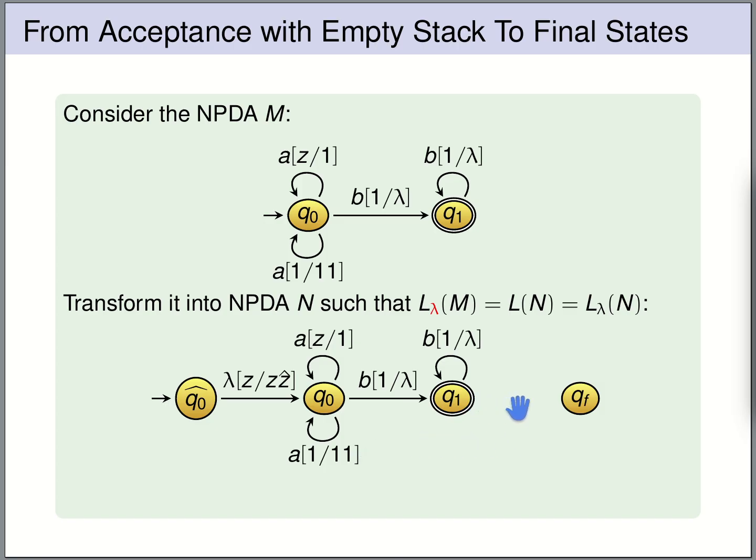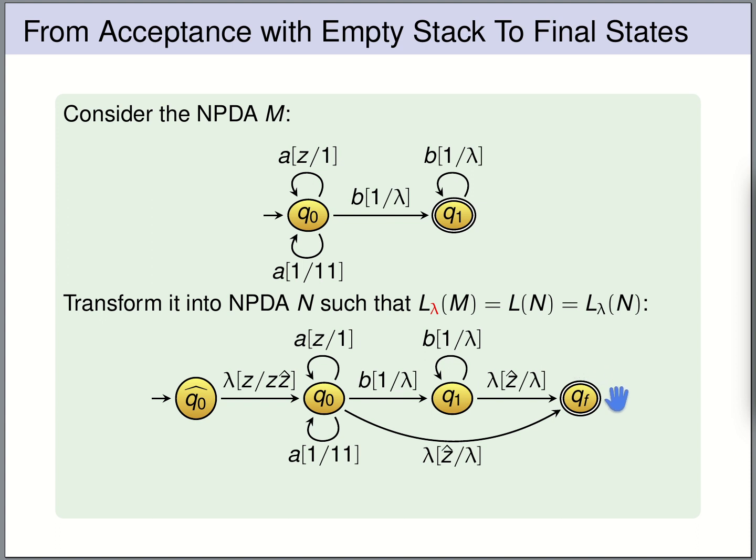Now we add transitions to our new final state QF from every state of the old automaton. So from Q0 and from Q1. And these transitions do not consume any input. The condition is that Z hat is the topmost stack symbol. That means the stack is empty except for Z hat. And if we remove Z hat, the stack will really be empty. And one more transition from Q1. And finally, we have to say that QF is our only final state, and we are done.